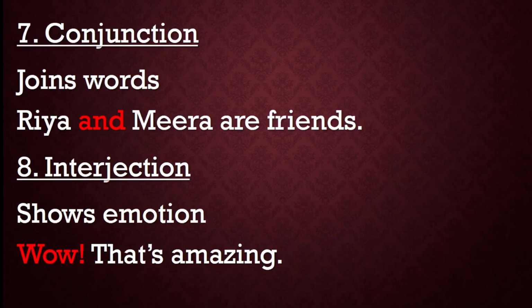Next one is conjunction. Conjunction we use to join words. You can see in the example, Ria and Meera are friends. Ria, Meera, two words that are joined by and. So it is a joining word. It is a conjunction. Last one is interjection. Interjection shows emotion. For example, wow, that's amazing. Here we are talking about something which is amazing. So, in order to show our emotion, we use the term wow. So, that is an interjection.